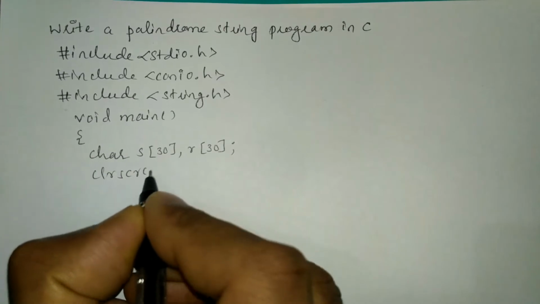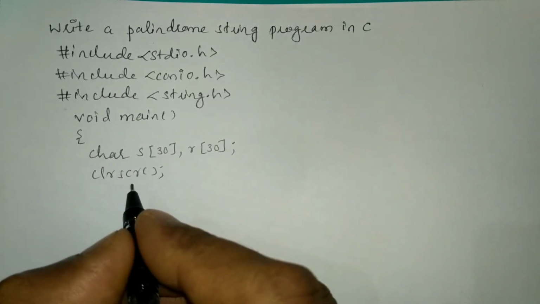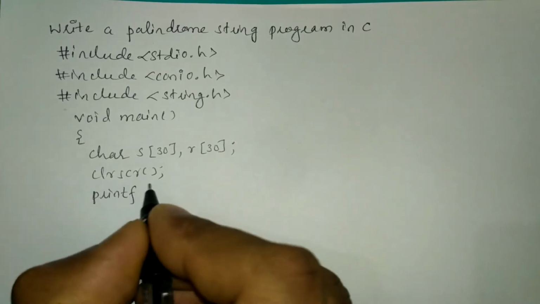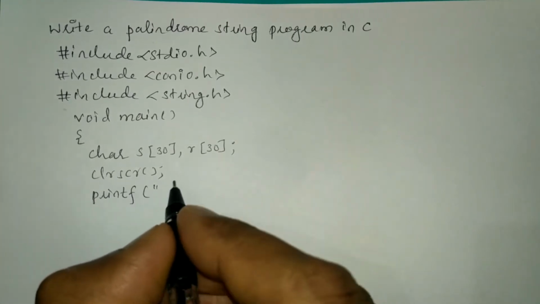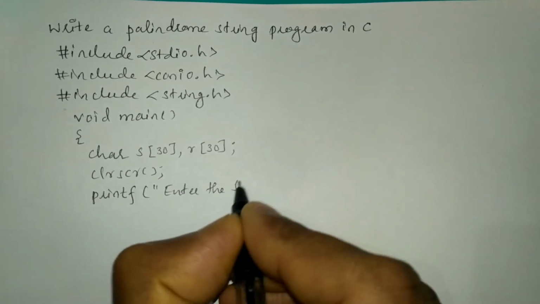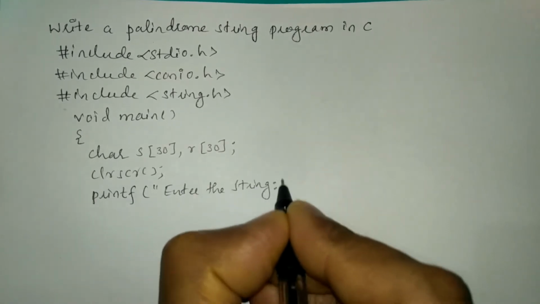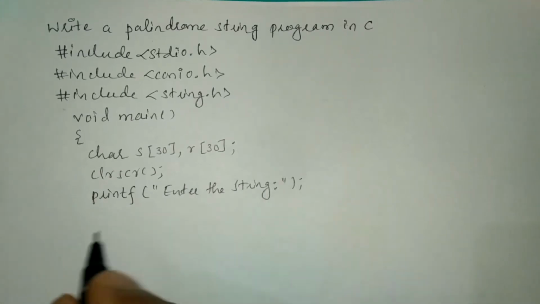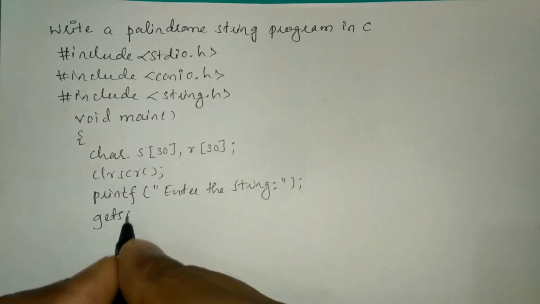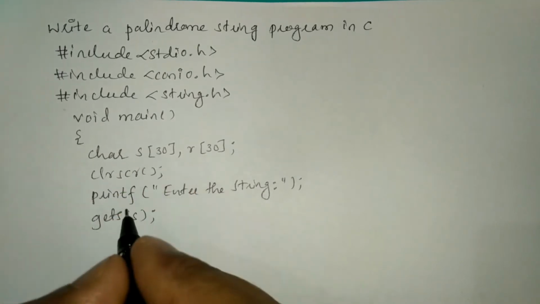clrscr function, which is used to clear the screen. Now we will ask the user to enter the string using the printf function. So in a double quotation mark I'm going to write enter the string colon, end the double quotation mark and put semicolon. So here I'm going to use the function gets to receive the string.